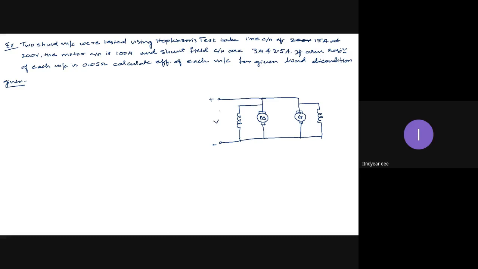Okay, so the given voltage is 200 volts. Now first assign the currents. We will follow the same current nomenclature as we have seen. So let this be I1, let this be I2. Let the field current of the motor be I3. Let the field current of the generator be I4. Therefore, let this be IAM, and let this be IAG.